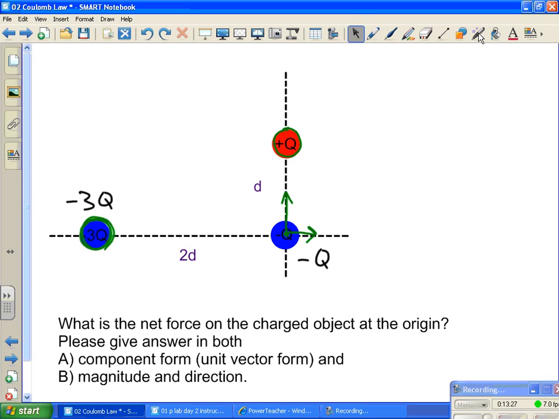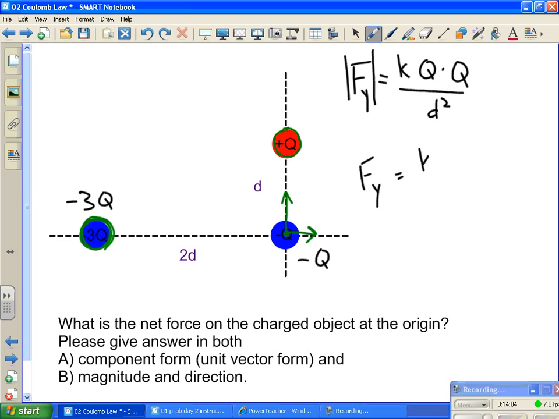Finding the net force in component form, let's first look at the y-axis. I think that'll be the easier one. So the force on the y-axis is just the constant K times the product of the absolute values of the charges. They're both a charge of capital Q. One's positive, one's negative, but again, not paying attention to the sign. So I'm just looking at the absolute value and dividing by that distance squared. So the y-axis force is K Q squared over D squared.